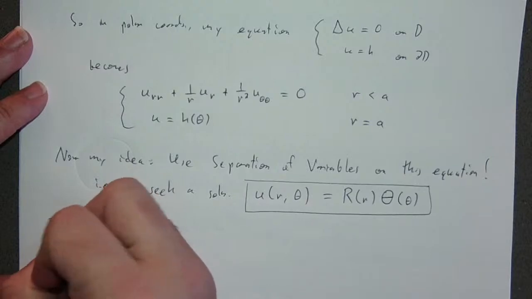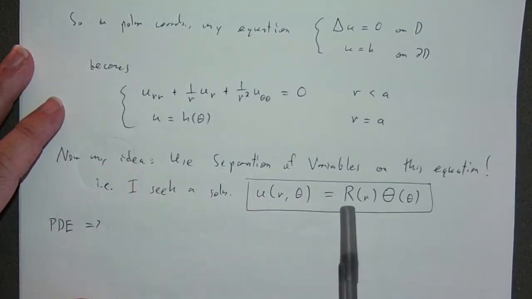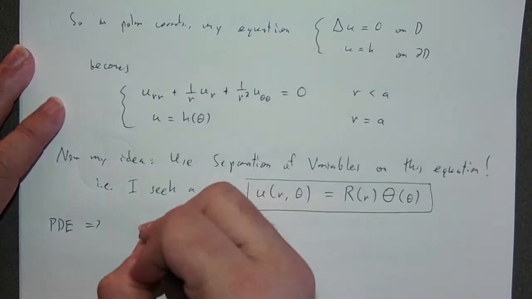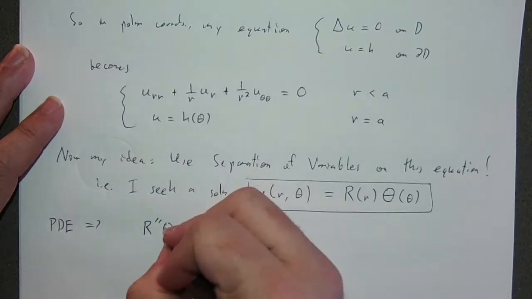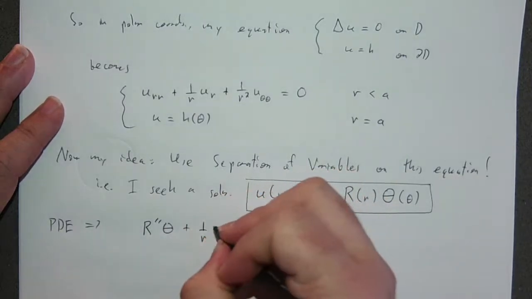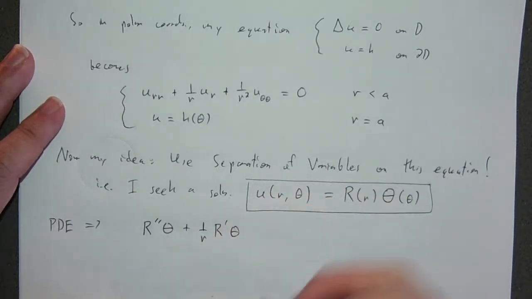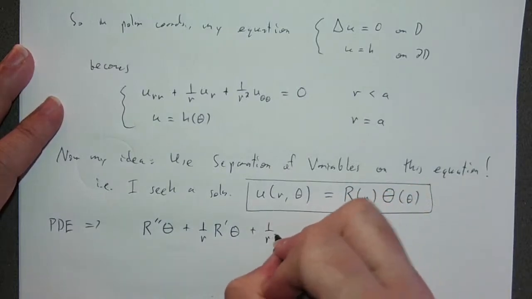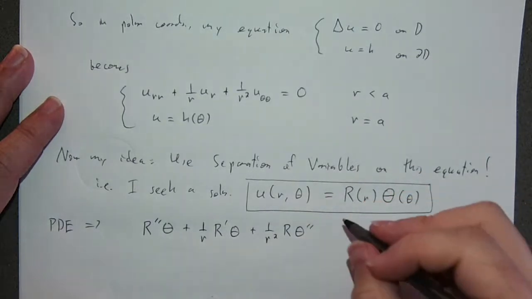So the PDE implies what? Just plugging this in, the r partials only hit big R, the theta partials only hit big Theta. And so what I get here is an equation that looks like R double prime times Theta, plus 1 over r, R prime Theta, plus 1 over r squared, R Theta double prime is equal to 0.